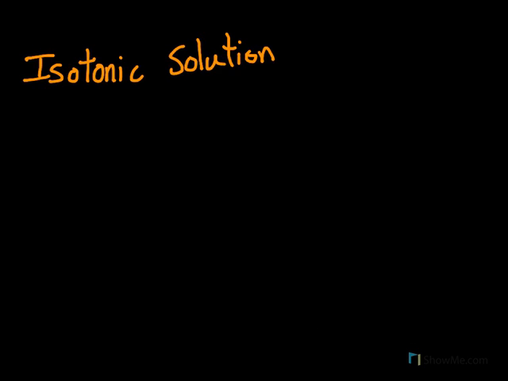Finally, we have our last type of solution we can possibly have, and that's the isotonic solution. If you remember from math class, we use iso a lot, like isosceles. And what does that mean? Iso means equal. So think of the word equal when you think of isosceles or isotonic. So how would we set that solution up?